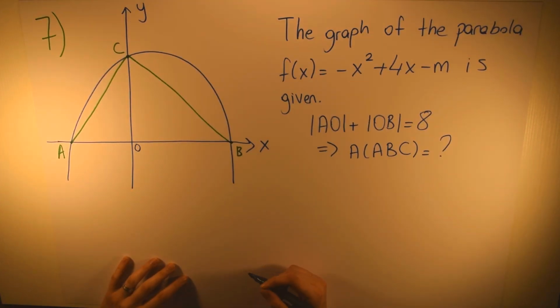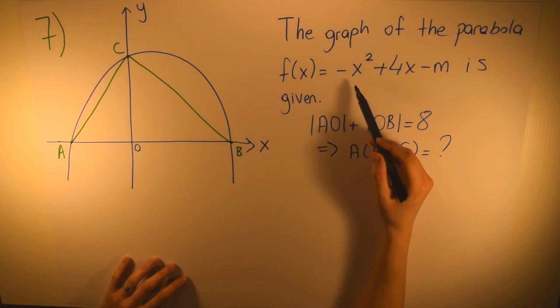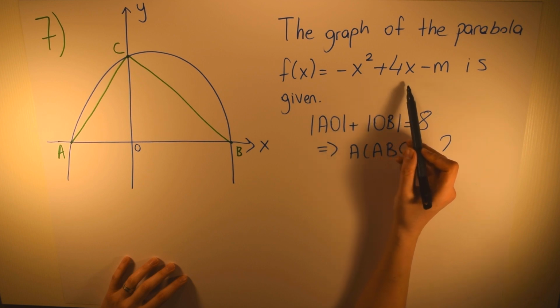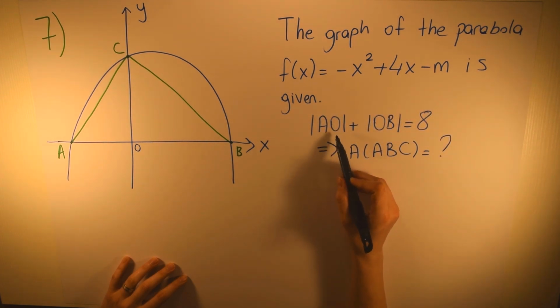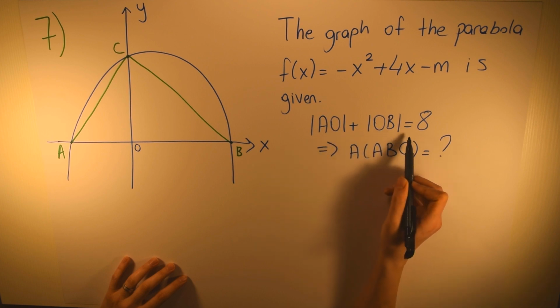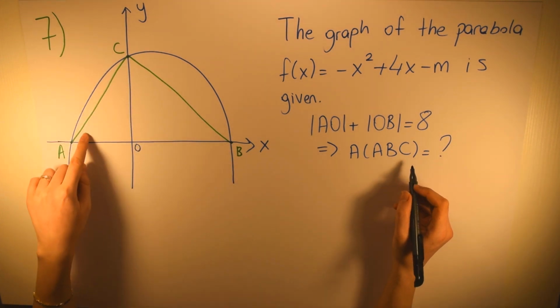Let's continue with our 7th question. Here we have the graph of the parabola f(x) is equal to minus x squared plus 4x minus m. The length of AO plus the length of OB is equal to 8. So what is the area of this triangle ABC?